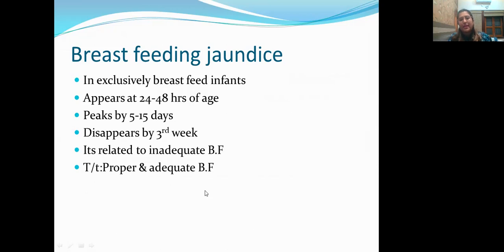So it occurs mainly in exclusively breastfed infants and hence appears at 24 to 48 hours of age, peaks by 5 to 15 days and disappears by the third week. It is related basically to inadequate breastfeeding. It does not require any treatment other than proper and adequate breastfeeding. Once there is proper feeding, there is proper stooling and hence clearance of the jaundice.